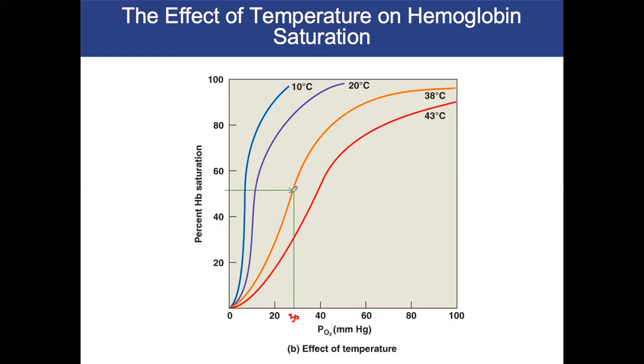What happens if I crank up the temperature, right? If we take this 50% saturation and draw a line to our higher body temperature, if we have a fever, how much oxygen do we need? Do we need more or less oxygen to get the same level of saturation? We need more, right? So when we have a higher temperature, we need more O2 to get the same saturation, right?